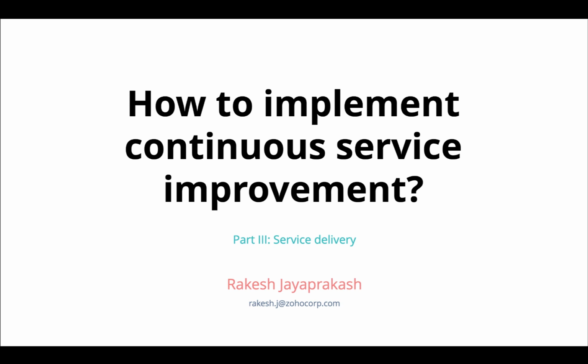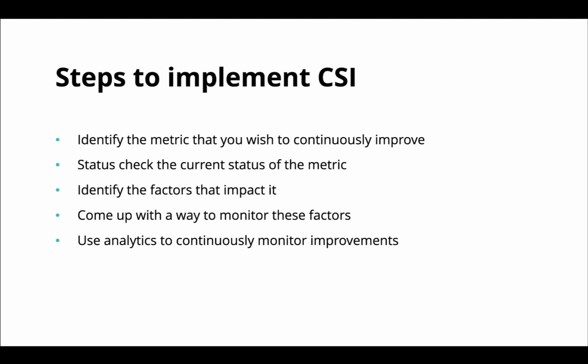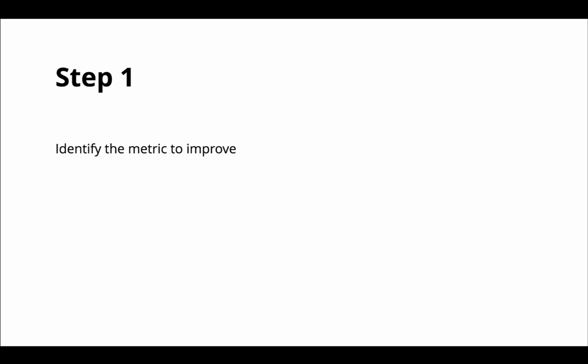As pointed out in previous webinars, these are the different steps to implement continuous service improvement. Identify the metric that you wish to continuously improve, check the current status of this metric, identify the factors that impact the metric or impact service delivery time in our case, come up with a way to monitor these factors, and finally use analytics to continuously monitor improvements. Since we've already identified the metric to be service delivery time, it completes our step one.